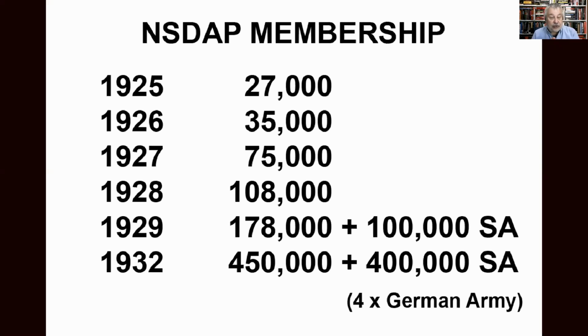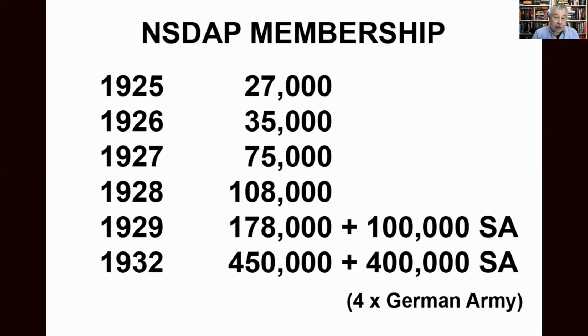By 1932, the Nazi Party will have quadrupled in size to nearly 500,000 men, 400,000 SA men, 4 times the German army. Remember, the German army is restricted to only 100,000 men. And so this already by 1932 is alarming the German army, as they find themselves, if they ever got into a conflict with the Nazi Party, being outnumbered 4-1 by the stormtroopers.